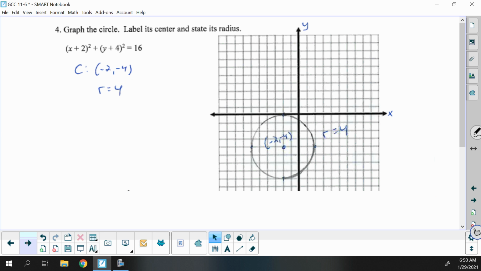Going to 4, we wanted to graph this. So our center was negative 2, negative 4. When we take the square root of 16, radius is 4. So what we wanted to do is plot our center, go 4 up, 4 down, 4 left, 4 right, and then use your compass to draw the circle. And they asked us to label the center, so stick those points there, and then I just wrote the r equals 4 for the radius.